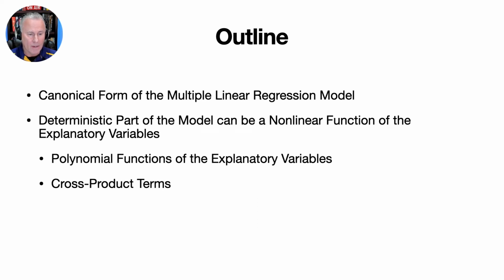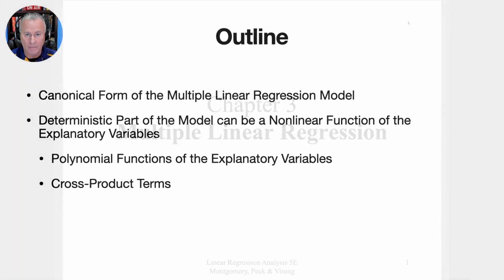So here's an outline of the material we'll be looking at in this video. We'll first look at the canonical form of the multiple linear regression model. We'll then see that even though this is classified as a linear model, the deterministic part of the model can be nonlinear in the explanatory variables. As a few examples, we'll look at polynomial functions of the explanatory variables. We'll also look at models including cross-product terms of the explanatory variables.